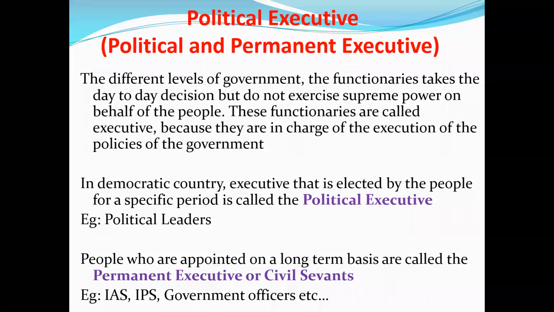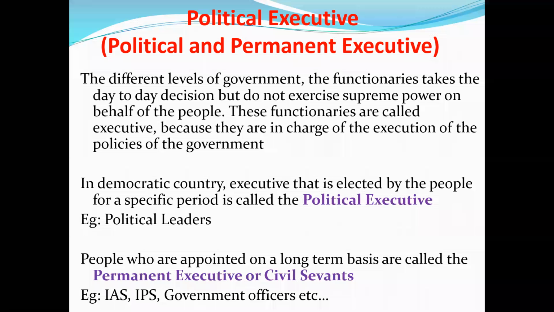These executives are appointed through an examination pattern. We are also aware that our present-day civil servants are appointed according to UPSC exams. And this executive is the permanent executive. Permanent means they do not change with a change of government. They remain in their department after the government changes.